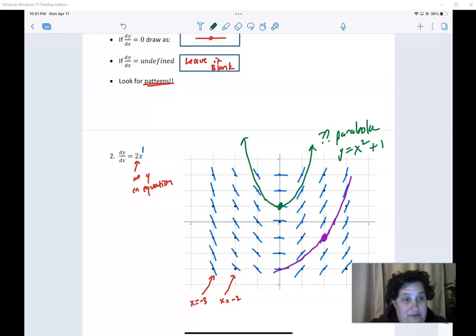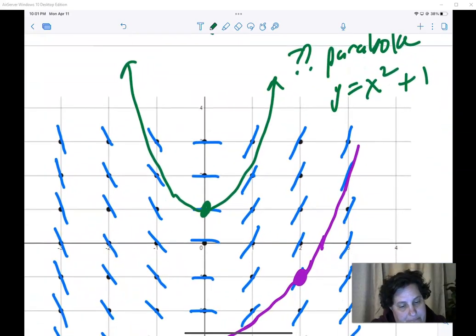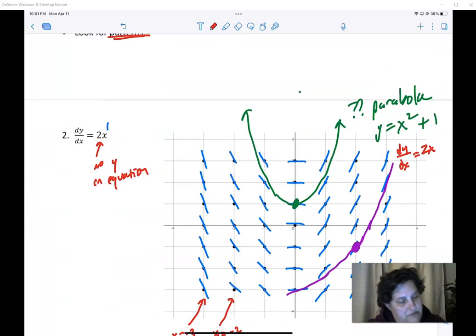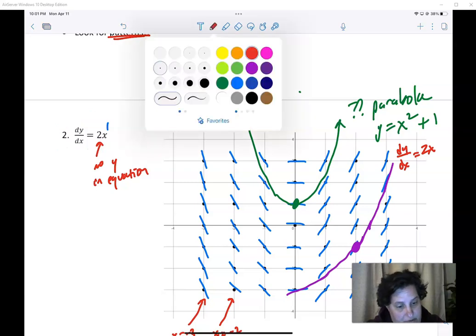Guys, you ready for this? This is so cool. Check it out. What's dy dx of x squared plus 1? What's the derivative of x squared plus 1? 2x. And that's what that was, right? And there's my slope field. Let's do another one because that was so exciting.